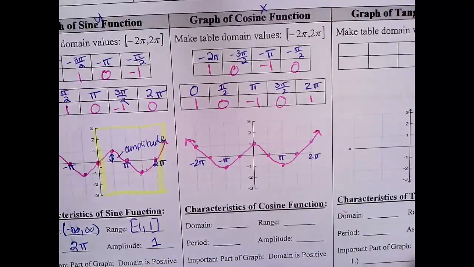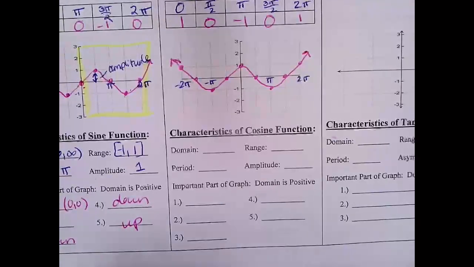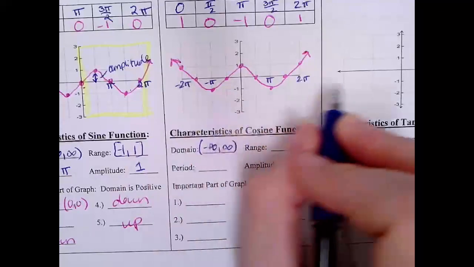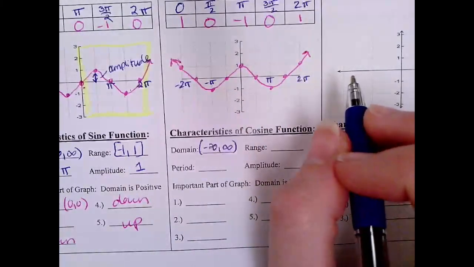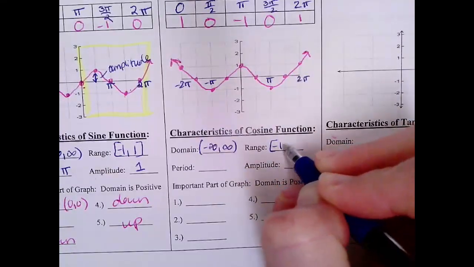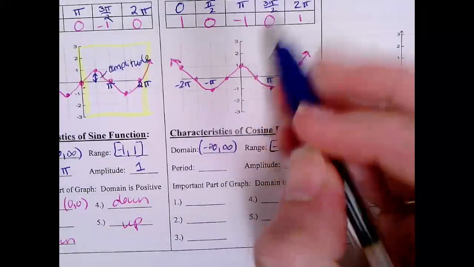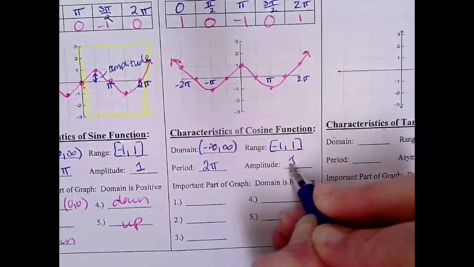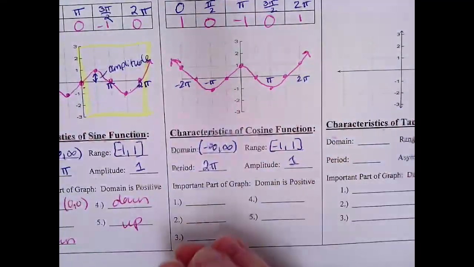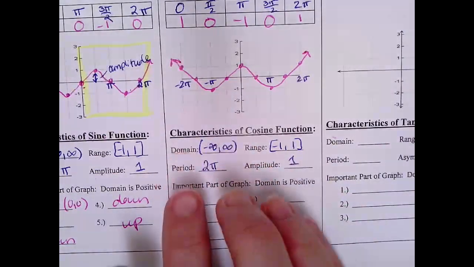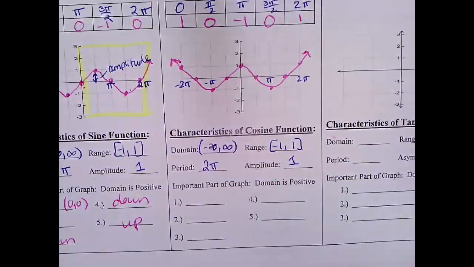Okay. What are the characteristics of the cosine function? So you still have the same domain and range because you're still going all the way left and all the way right eventually, so negative infinity to infinity. The range is still negative 1 to 1 because you're only going down to negative 1 and up to 1. The period is still 2 pi. The amplitude is still 1. Remember, this is your basic cosine and sine function. On the back, we're talking about all the changes that can happen, and all of this can get changed. So just keep that in mind.